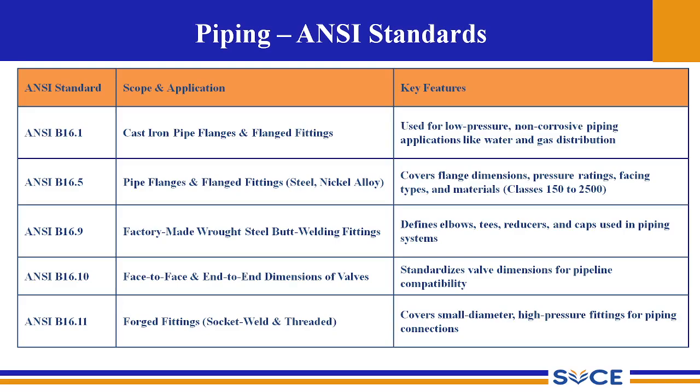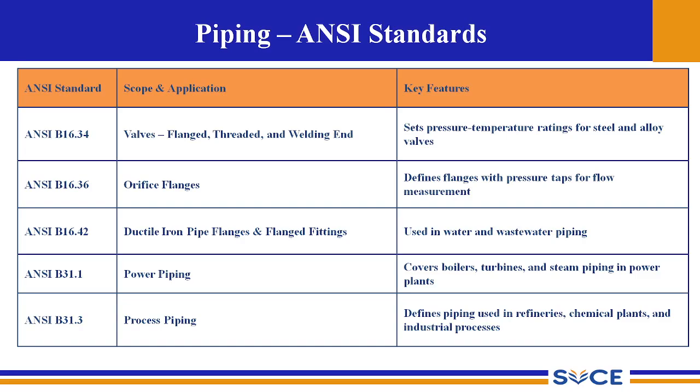Next, we move on to the ANSI standards. The ANSI B61.1. Then all these standards are coming under the B series. ANSI B 16.1, 16.5, 16.9, 16.10, and 16.11. And we have a few more on 16.34, 16.36, then 16.42, 31.1, and 31.3. So all these are the standards given by the ANSI.